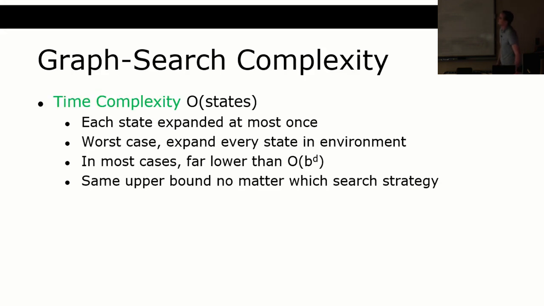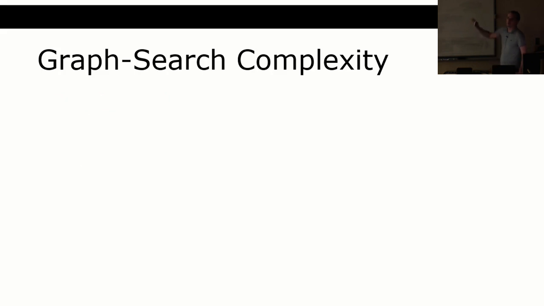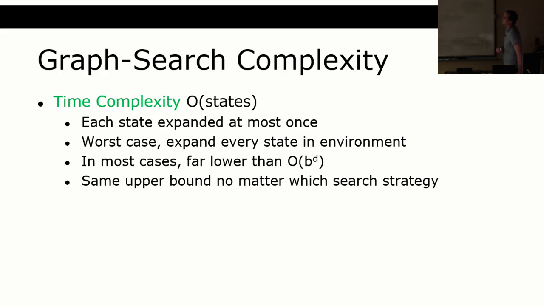So what is the complexity of this? The time complexity. Holy crap. Well, okay, let me just go in the order that I have the slides. The time complexity is now amazing. If we cannot re-expand a state, then it's just the size of our problem, right? So if we have 5 states in our problem, then the time complexity is big O of the number of states, which is insanely good. So each state is expanded at most once. So in the worst case, we're going to expand every state in the environment. And in most cases, that's far less than the big search tree that we had before.